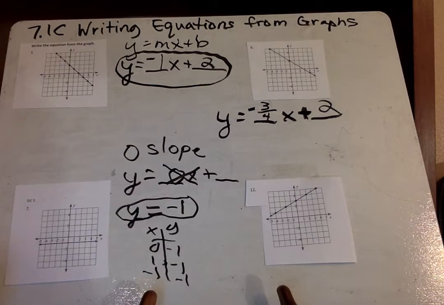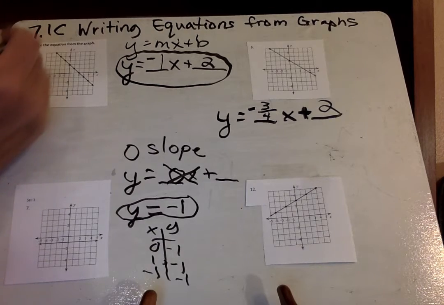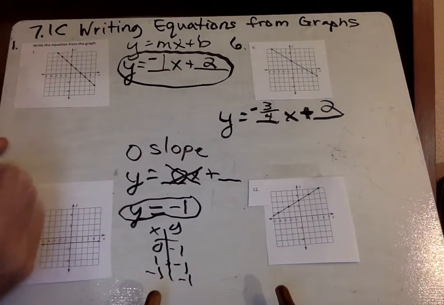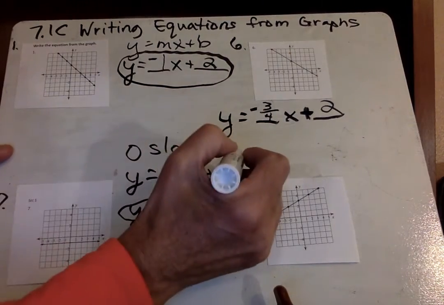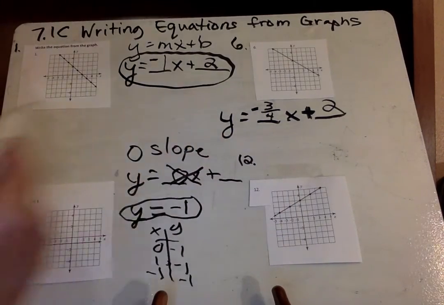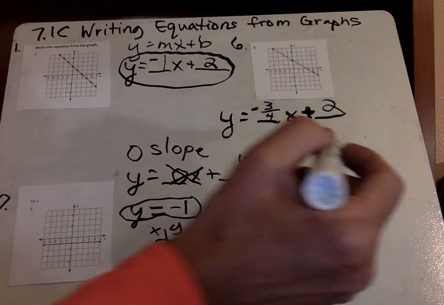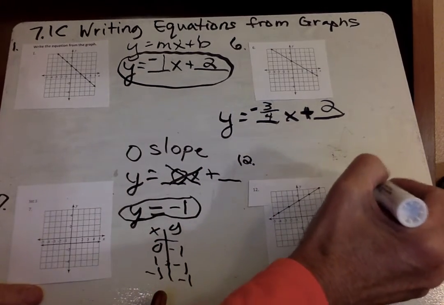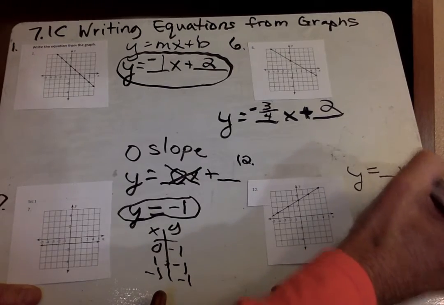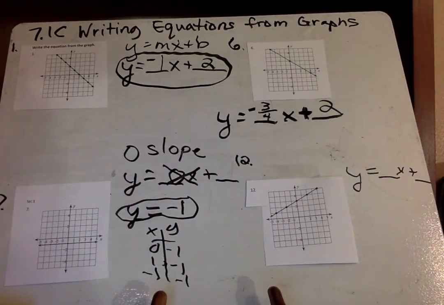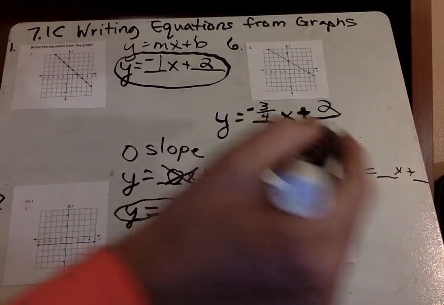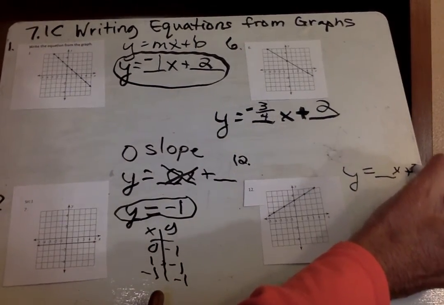Okay, next we're going to jump over to number 12. And by the way, this was number 1. This was number 6. This is number 7. And this is number 12. Okay, so we first, again, y equals blank x plus blank. Let's go ahead and write that out. So we have to figure out, okay, where does it cross the y-axis? That looks like it's at 3. So this is going to be a 3.